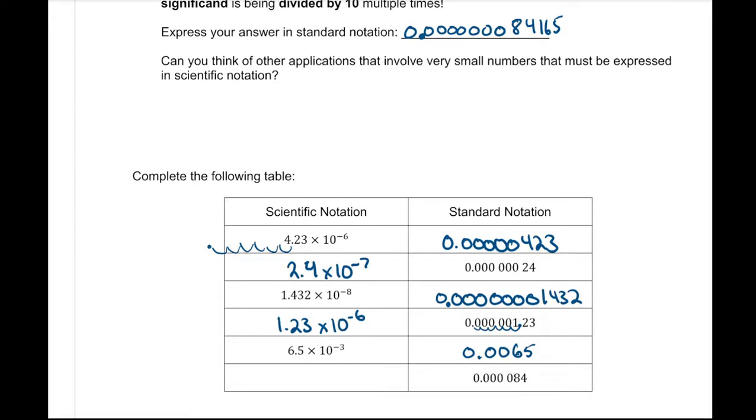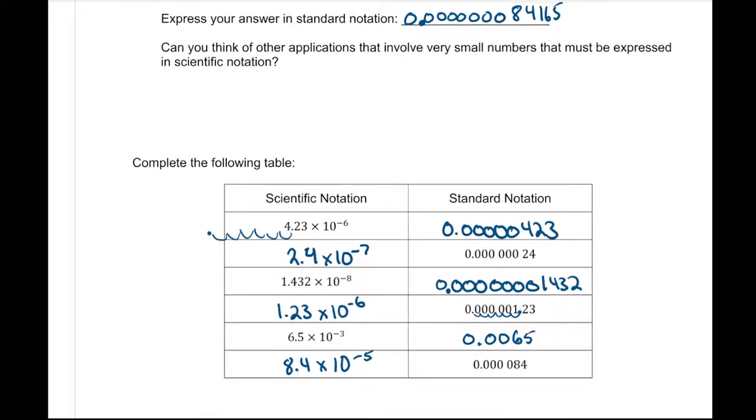And finally, 0.000084 becomes 8.4 times 10 to the power of negative 5. There are 1, 2, 3, 4 zeros, or you could think we'll have to move the decimal place 1, 2, 3, 4, 5 spots back from the standard notation, and then that gives me the exponent.